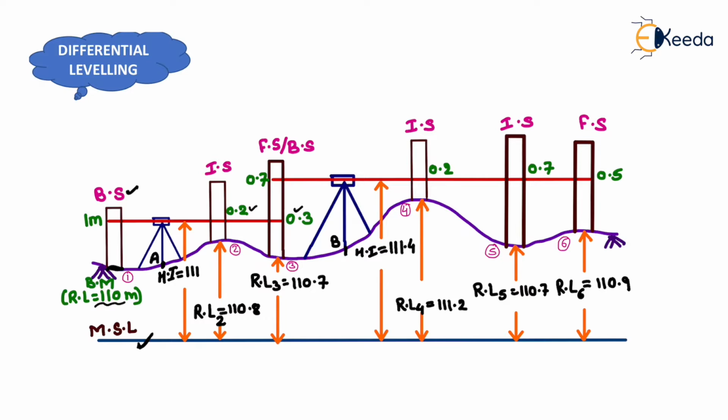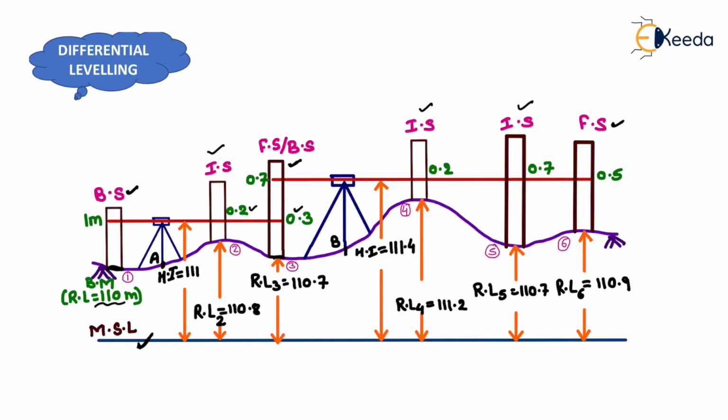Now when we kept the instrument at instrument station B, we have to take the first reading on that station whose RL is already known, that is the station 3, because its RL is already calculated during the first half. Now we will take the further readings at station 4, 5 and 6. At station 6 the last reading is taken, so it is known as foresight, and all the readings in between the backside and foresight is known as intermediate side, which is shown here.